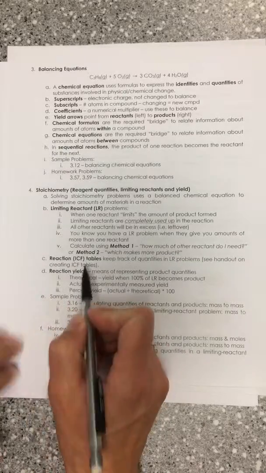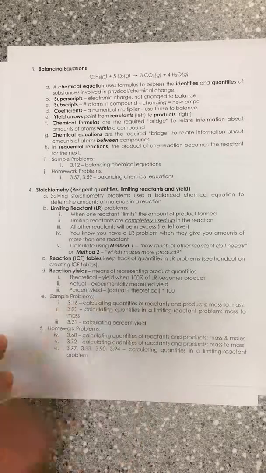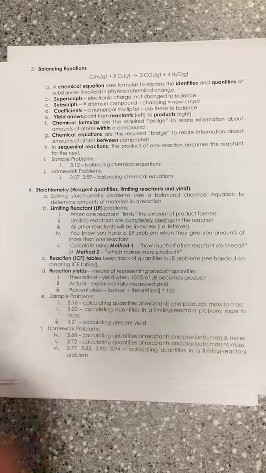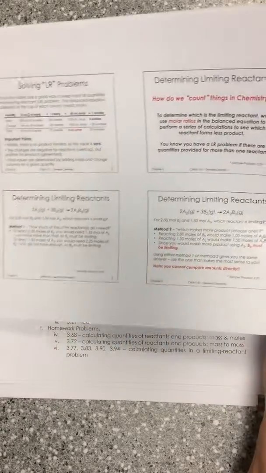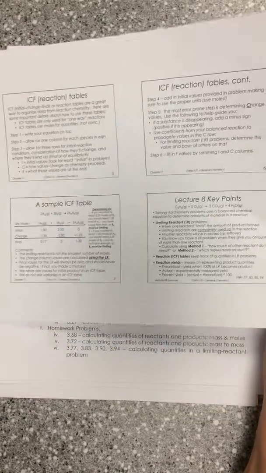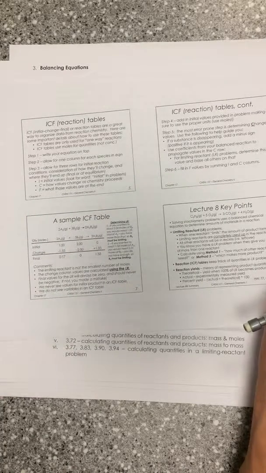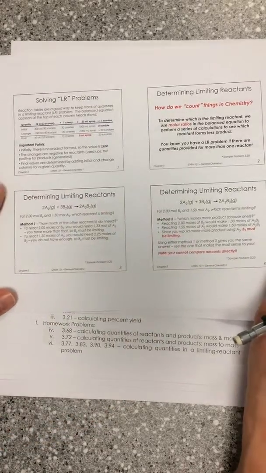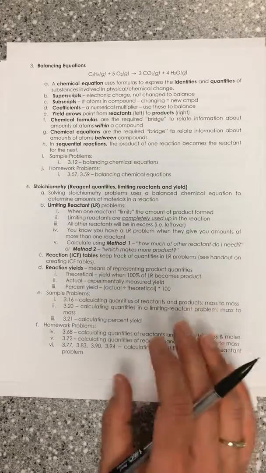Part of this problem, too, is creating a reaction table, or what we call an ICF table, initial, change, and final, that helps keep track of quantities in limiting reactant problems. So there's a separate handout that looked like this, where it had actual slides that talk about how to make up a reaction table, an ICF table. So I'll refer back to this again as we do our problem, but it also shows the 2 different methods for calculating limiting reactants. So again, we're going to implement this in this next sample problem.